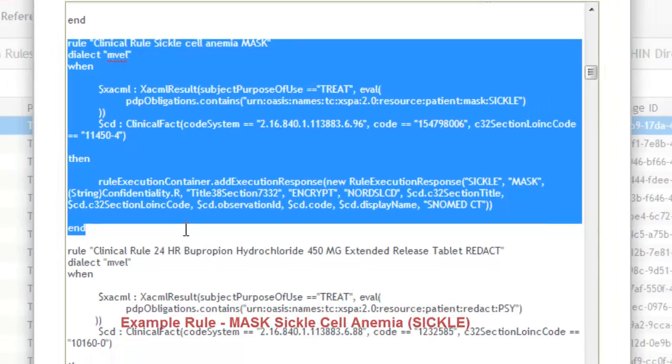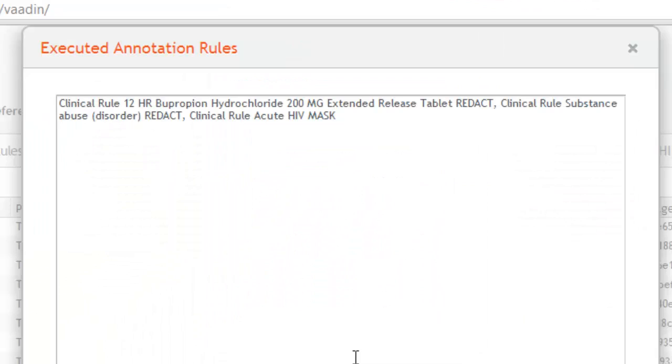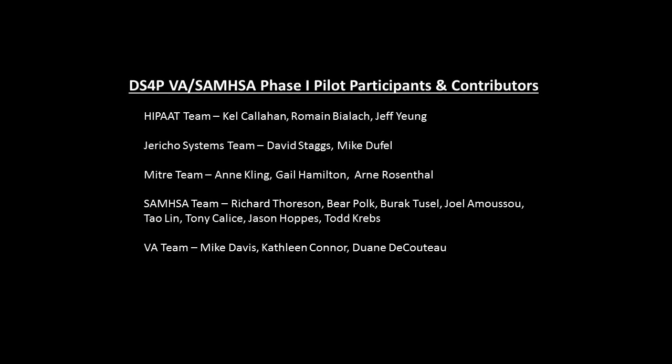As previously demonstrated, when these rules and the patient's decomposed C32 are sent to the rules engine, a series of transformation directives are generated. The following 3 rules fired and will be acted on by the document processor. This ends this demonstration of data segmentation for privacy, Title 38, Section 7332, Share Partial.